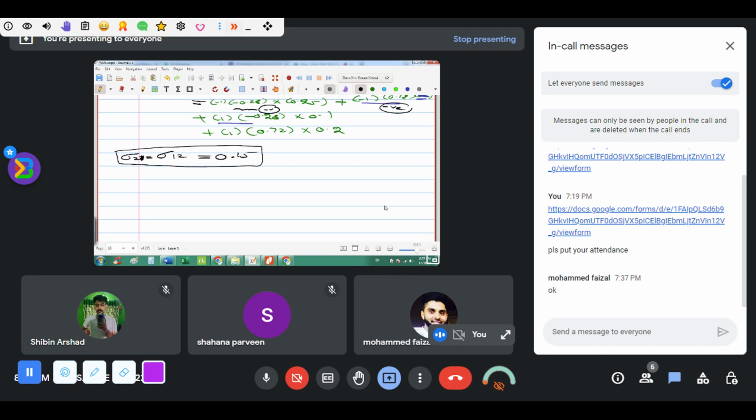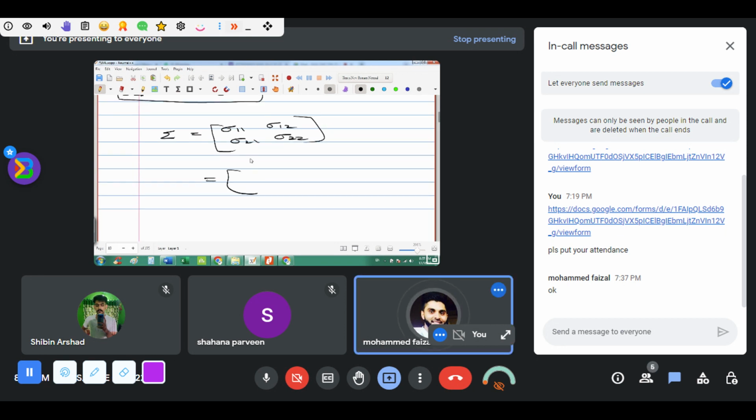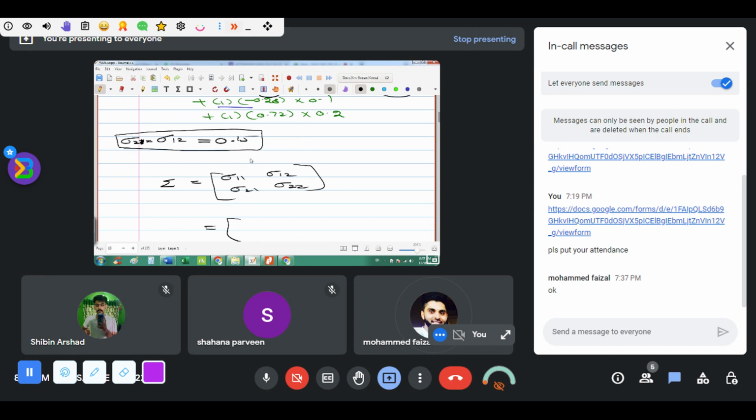Therefore, the end result, the covariance matrix. Again, write the covariance matrix formula. Sigma equal to, what is the formula? Sigma 11, sigma 12, sigma 21, sigma 22. So write all the values. What is the sigma 11 value? Sigma 21 and sigma 12 are the same, 0.15 and 0.15. Then what are the remaining values, sigma 11 and sigma 22?